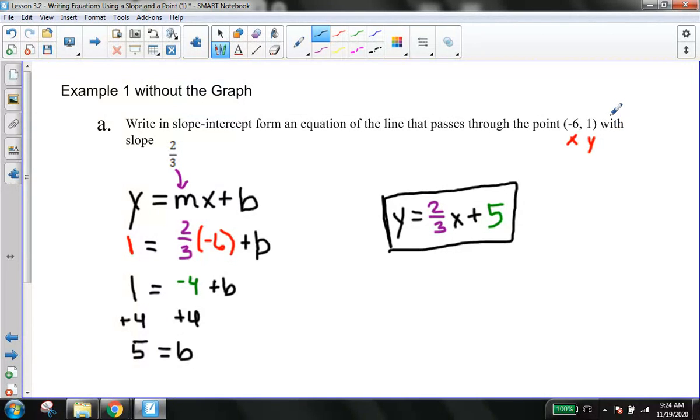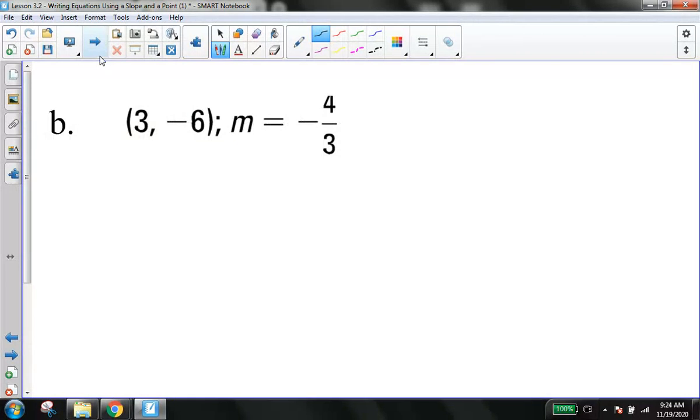Some of you guys know how to use a table button on your calculator, but you can check it too by doing 2/3 times -6, adding 5 to it, and the result would be 1. Okay, so we're going to practice this now another time to make sure you have this under control before you try a couple out on your own.